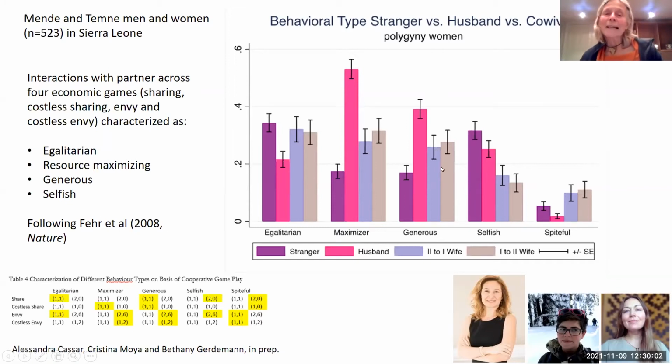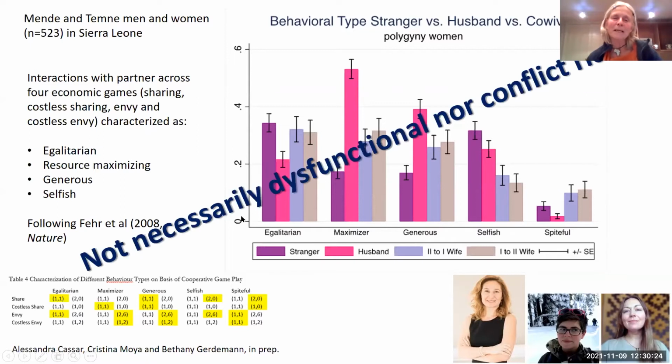So there's still a lot to do with these data. I think the patterns are quite complicated and we probably need to explore some more covariates. I know that Alessandra is on the call, so she may well be able to shed more light on this than I can at the moment. But the main message I want to take from this, and I think it's really important, is that polygynous unions, polygynous marriages, aren't necessarily dysfunctional or conflict-ridden. And I should actually point out that there's a number of other behavioral economists who are doing the same kind of work and also finding these kinds of results.